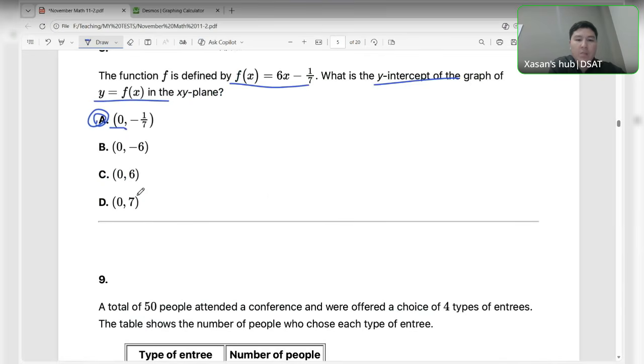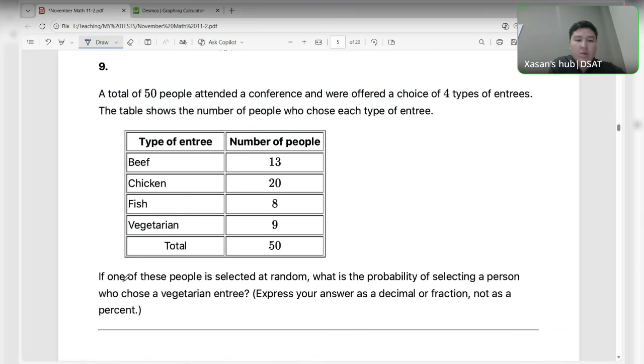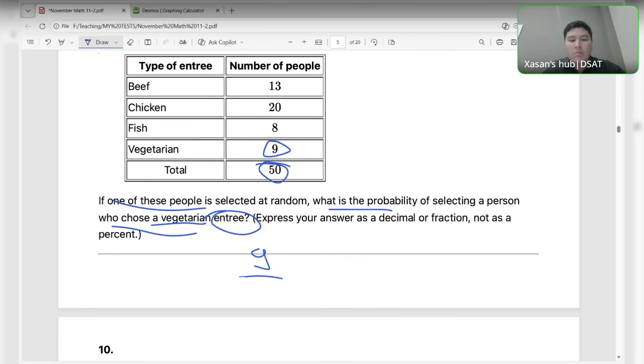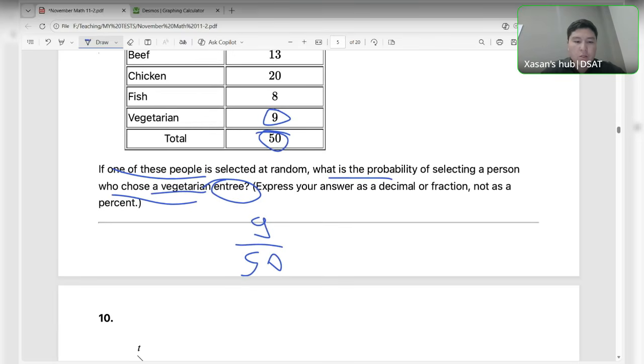And question 9. So we have the table. If one of these people is selected at random, what's the probability of selecting a person who chooses a vegetarian entree? Guys, that's now a probability question, and we cannot solve it fully by Desmos. You have to know the concept. You're selecting out of 50 people and you need the probability of a vegetarian entree, which is 9. So that's just 9 over 50.